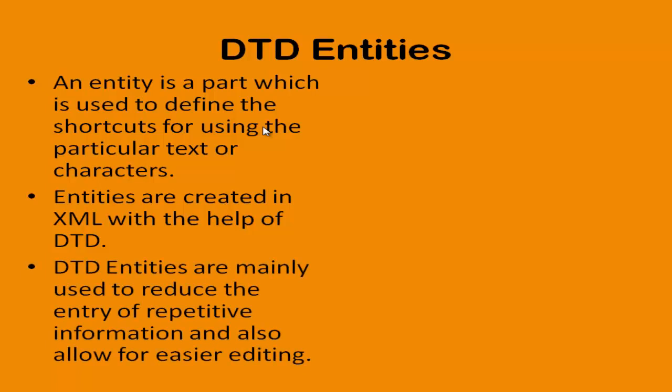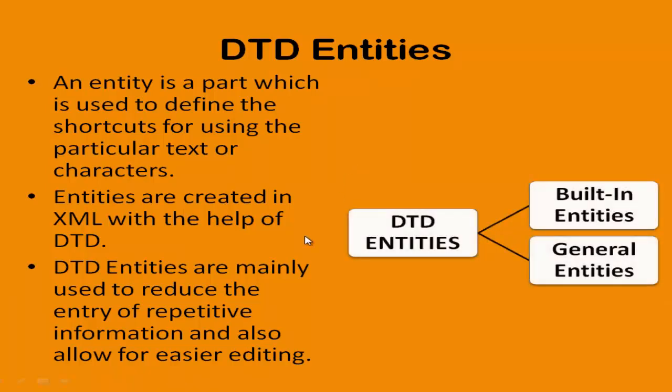DTD entities are mainly used to reduce the entry of repetitive information. So DTD entities will be useful in order to avoid information that is repeated again and again, and they also allow the user to edit the contents easily. The DTD entities are divided into two major parts. The first one is built-in entities and the second one is general entities.